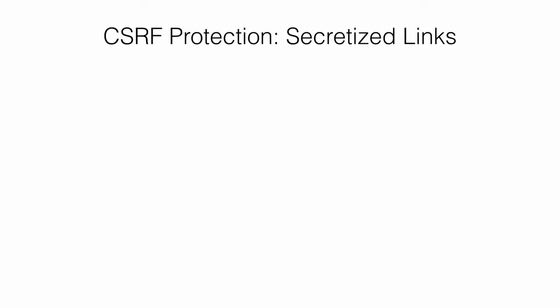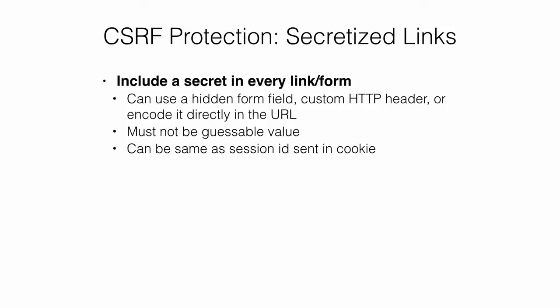Another approach is to use secretized links. The idea here is similar to hidden form fields, where we used capabilities. Here, the hidden form field will include a secret that the attacker has a difficult time guessing. So recall that the attacker relies on the cookie already being present in the user's cache, so that when the request to the remote site is initiated, the cookie goes along with it. But the attacker does not know what the contents of the cookie are. It doesn't know what is expected on the page that would normally allow such requests.